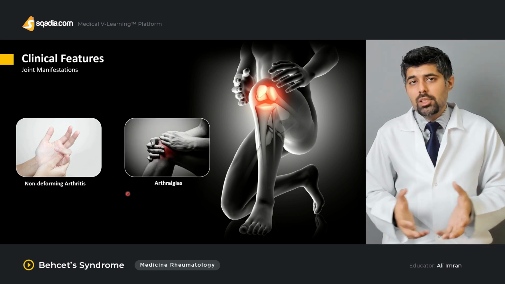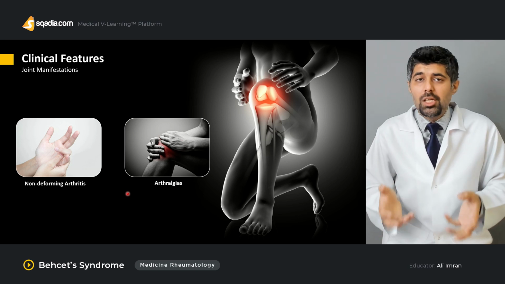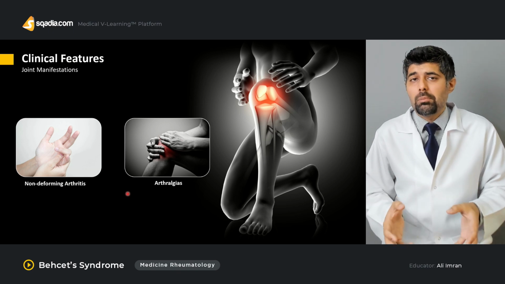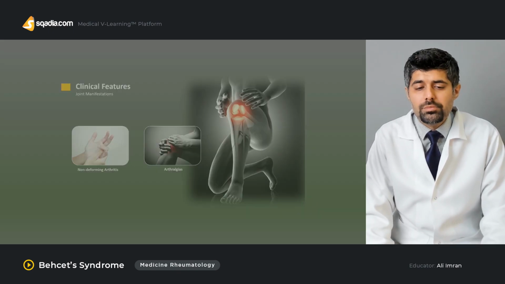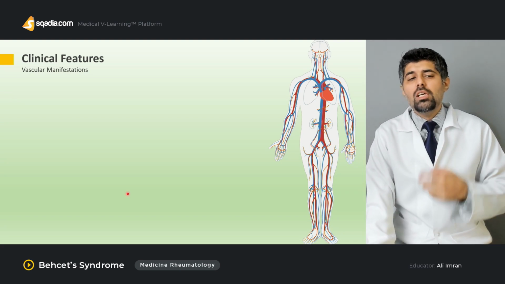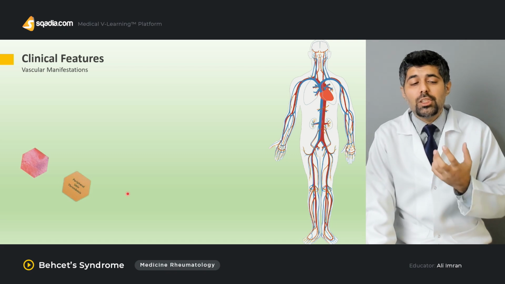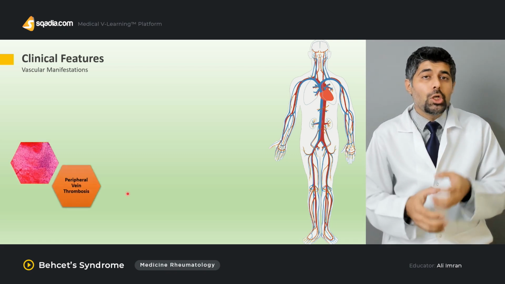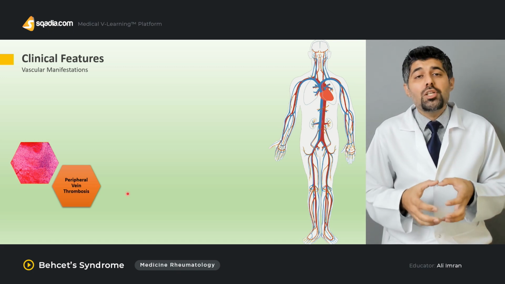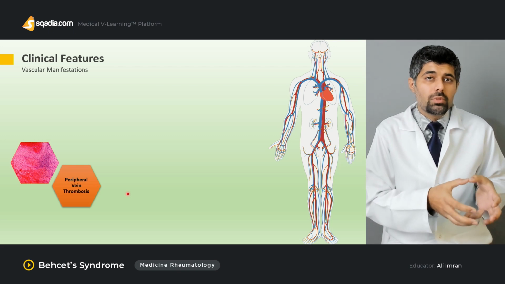And the other symptom that we usually see is arthralgia, the pain in the joints, and it is very common among the patients. Next, we're going to learn about the vascular manifestations. And these vascular manifestations are important because, like I said, the primary lesion is always a panvasculitis lesion.